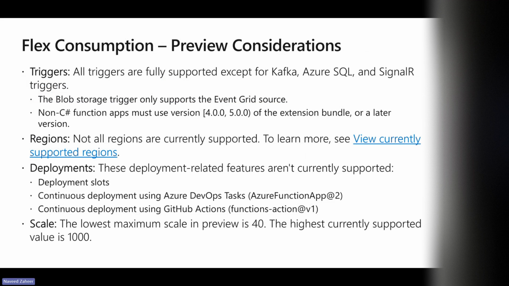In regards to preview, there are certain triggers which are not supported, like Kafka, Azure SQL, SignalR. It's not available in all regions as well. So you will have to look at the currently supported regions. As you can see, it's a preview service. So as more regions come up, you can see which regions have support. And finally, in regards to DevOps, there are certain DevOps actions which are not currently supported. I'm pretty sure it's a preview limitation. Hopefully, once this goes GA, those tasks will be supported.